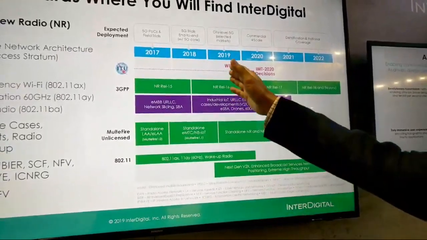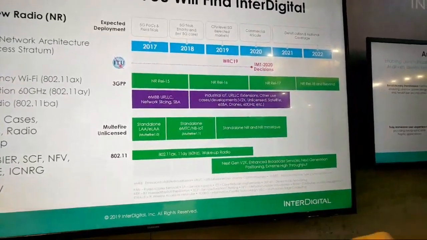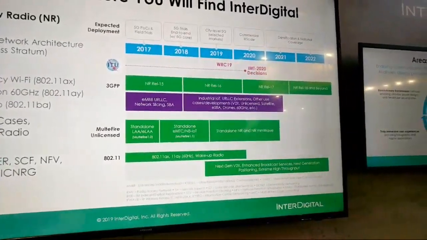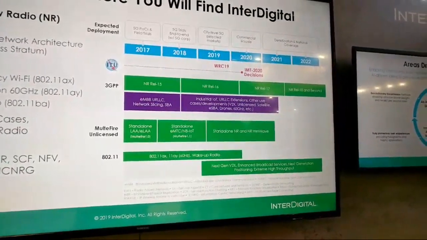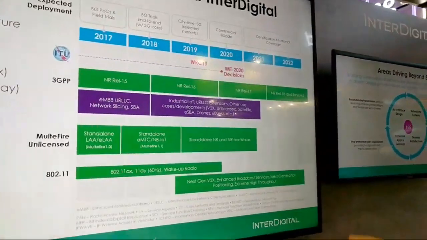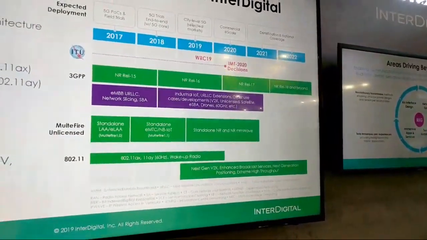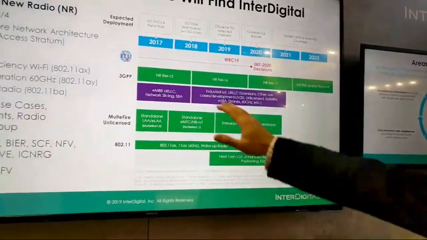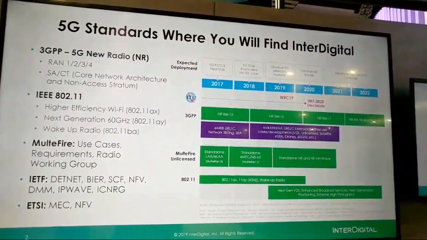A drop at the end of July 2019 will go into IMT-2020, which will become the official 5G standard. And then we'll have Release 17 and 18. This is a tentative timeline that we think will go forward. As you see at the top, this is what's happening in terms of deployments.